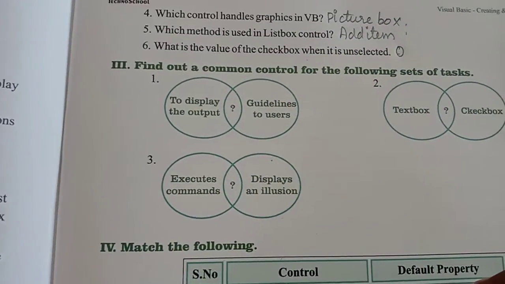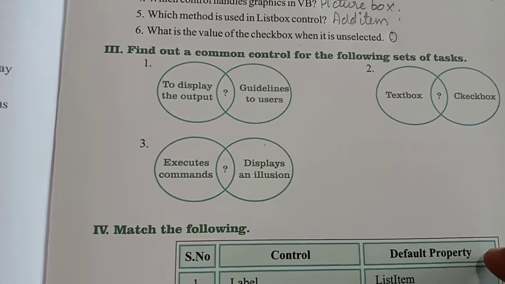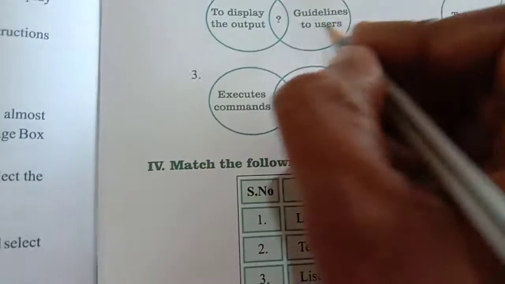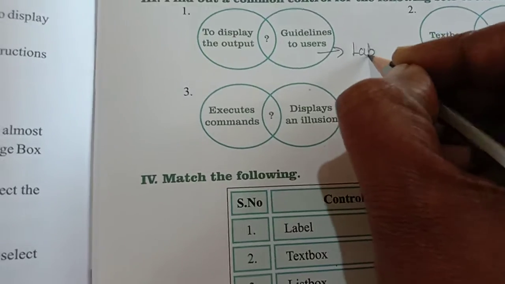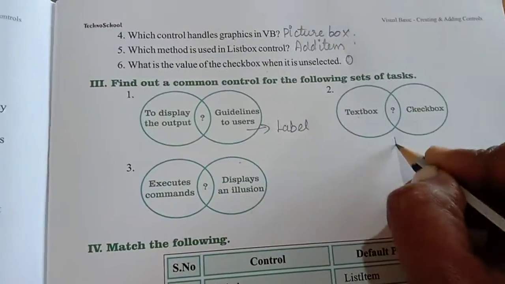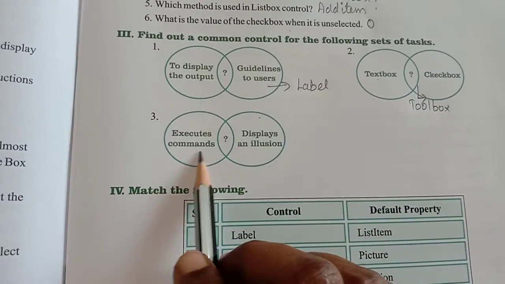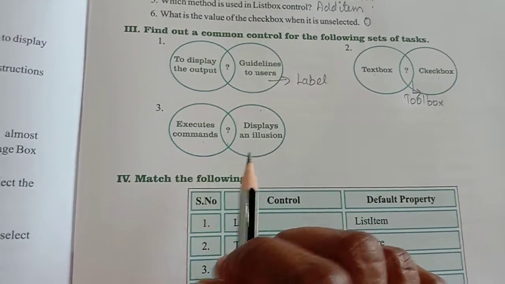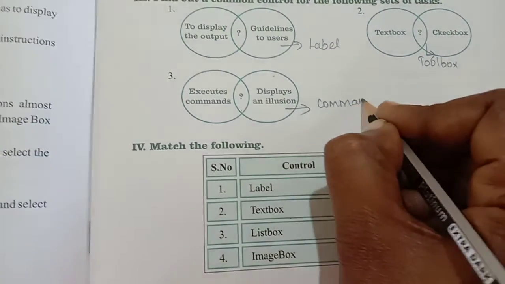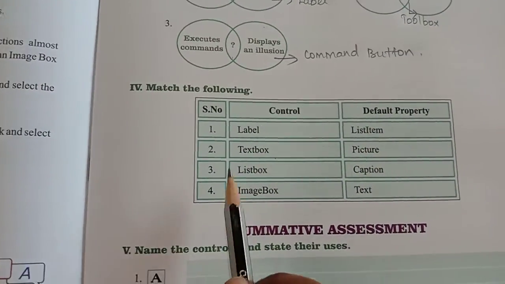Find a common control for the following set of tasks. To display output and guidelines to the user: you are giving some information and getting output, so it is a label. Text box and checkbox: it is the toolbox, under which we have these options, right? Execute commands and display an illusion: execute commands means it's nothing but the command button.